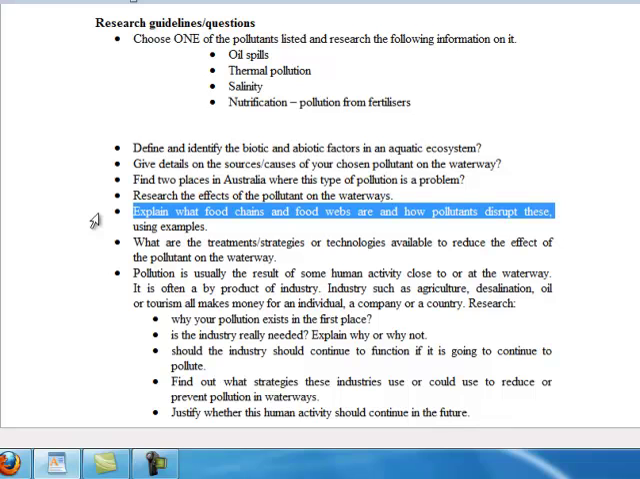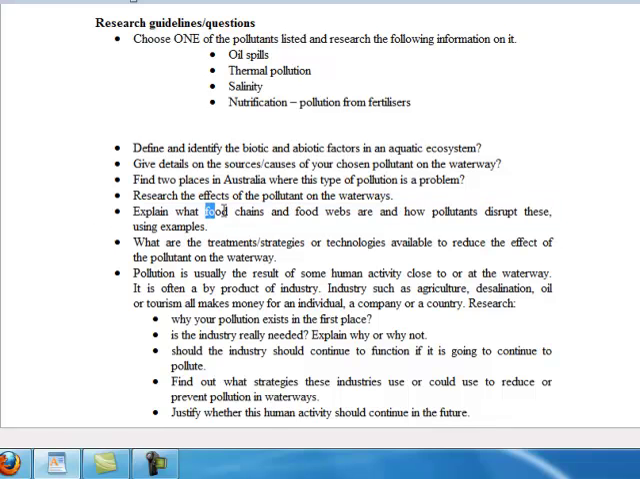Explain what food chains and food webs are and how pollutants disrupt these using examples. Again, if you don't know what a food chain is, you're going to have to research that firstly, find out what food chains are, how they're designed, and also find out what a food web is. Okay? Then you take your pollutant and see what effect they have on food chains and food webs. Okay? Now I could use the example of litter again here to explain how it affects food chains. So it would actually maybe kill an organism, and if it kills an organism, that's going to affect lots of other organisms that feed off it.